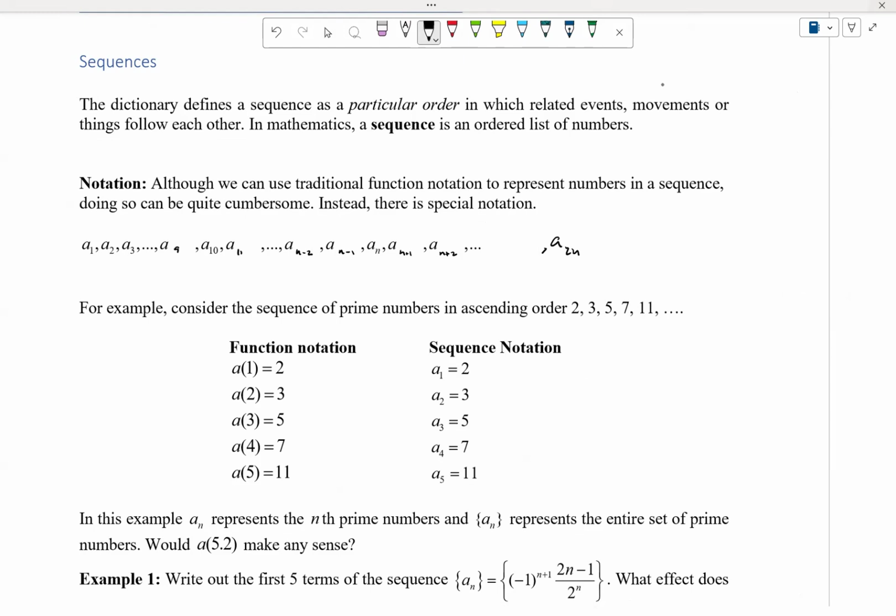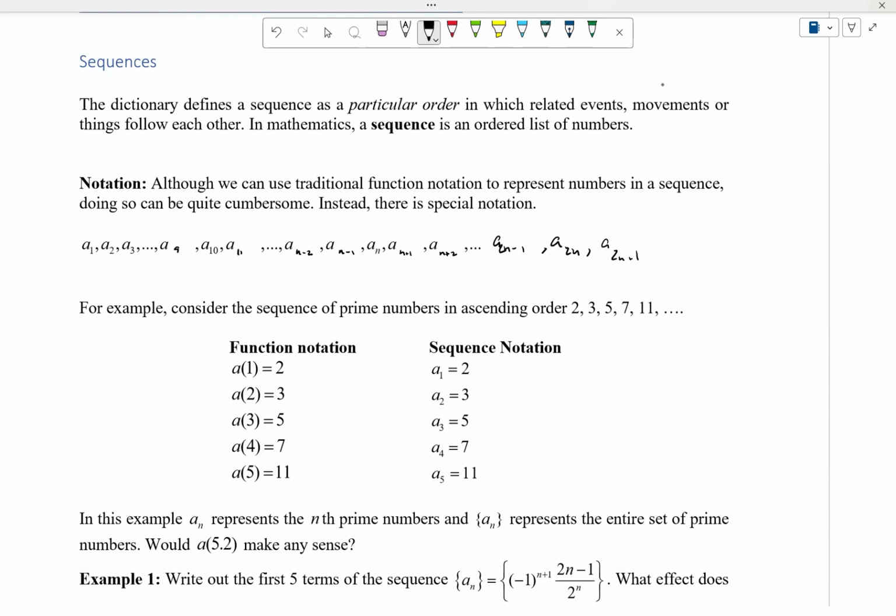Seems like you're ready to go. You don't want to talk about it. So Zach, what's the one before it? A sub 2n minus 1. And after? A sub 2n plus 1.